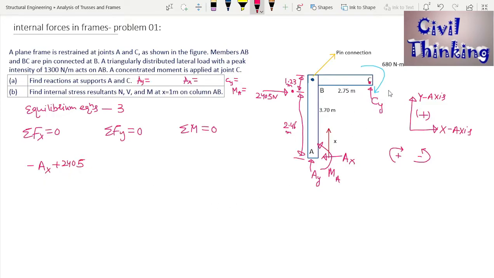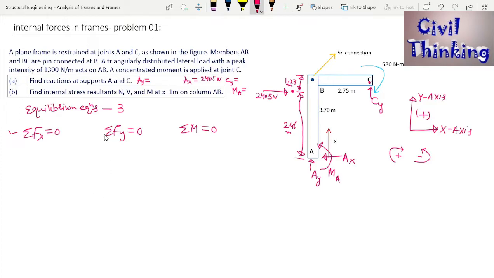Is there any other horizontal force? No. So let me equate it to 0. So from here we will get Ax. How much? 2405 Newton. Okay, so we found Ax. Let me write here, 2405 Newton, right? So we have applied summation Fx equal to 0.